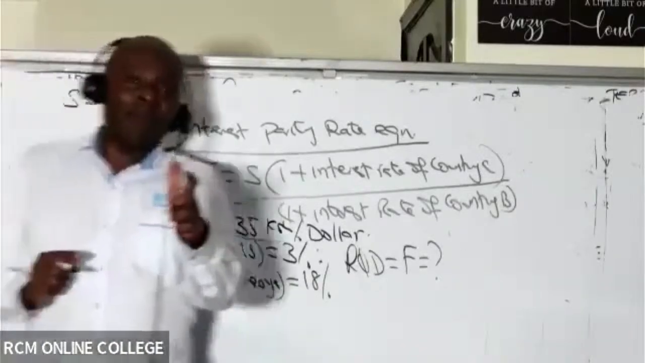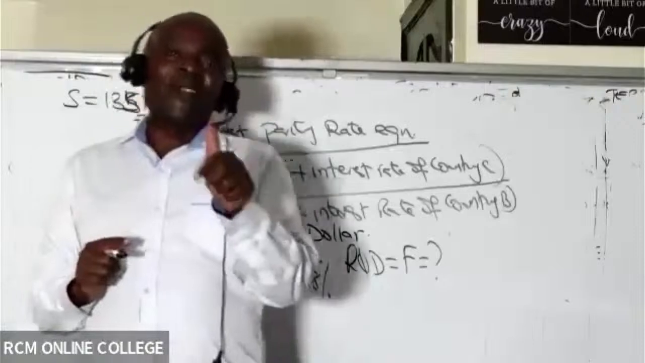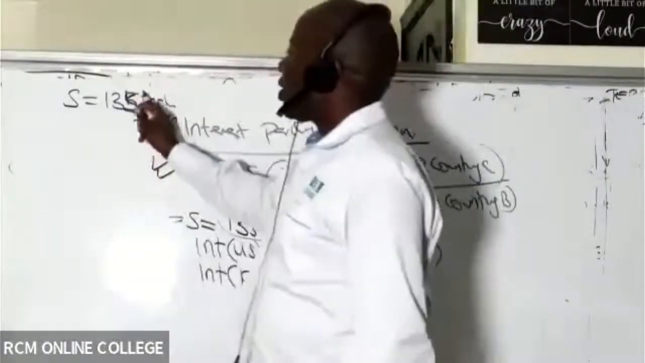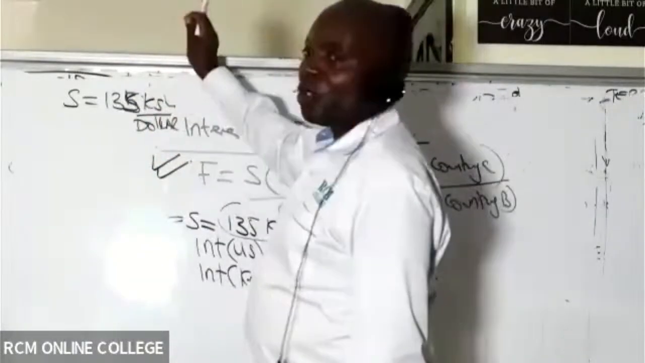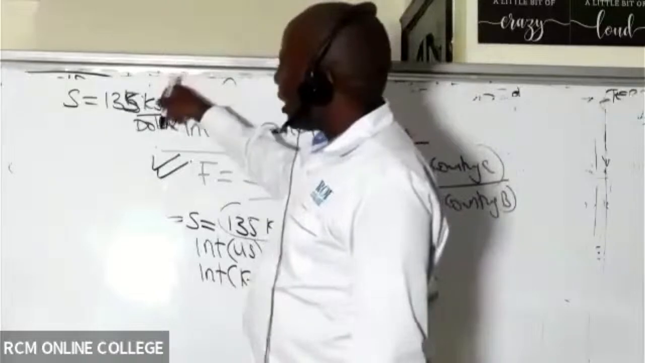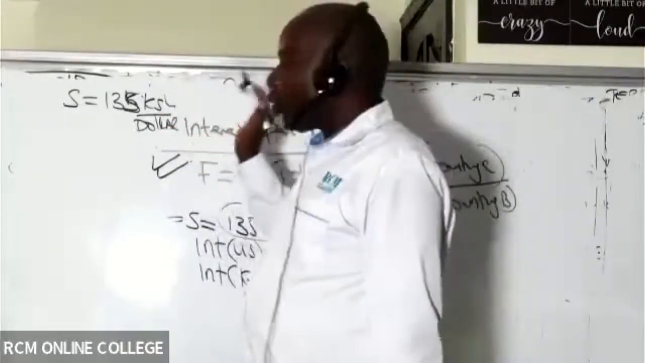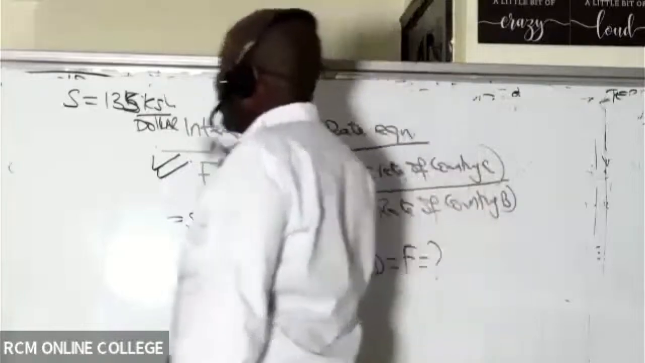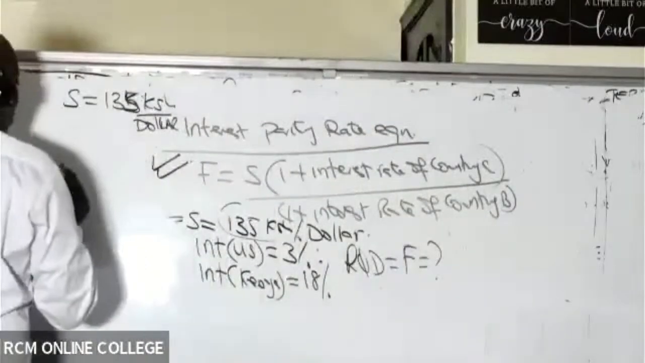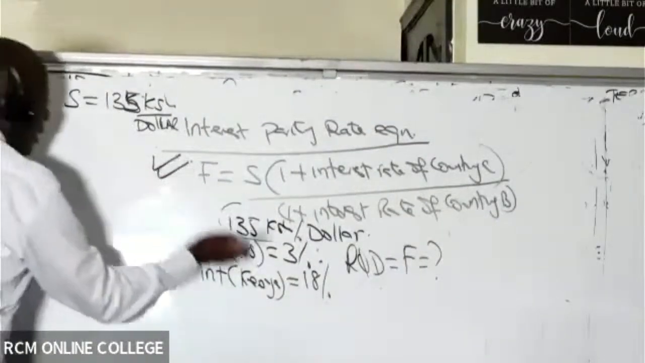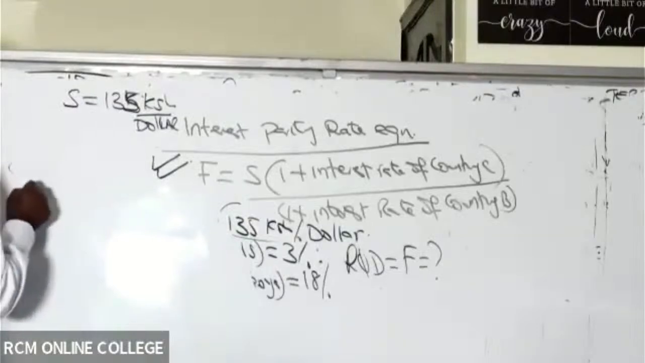Is it America because America is a superpower? No, it depends on this expression. So you can see Kenya shilling is on top and the dollar is at the bottom here. So Kenya is on top. So basically here, when I write my forward exchange rate, this is how my forward exchange rate formula will look.